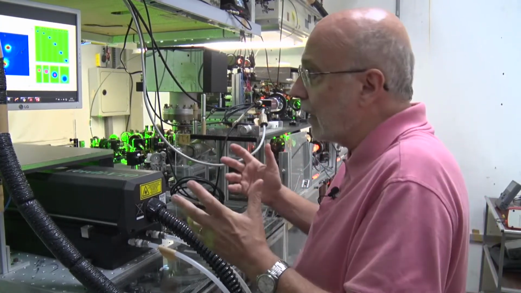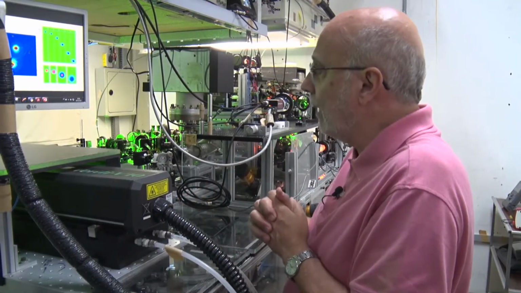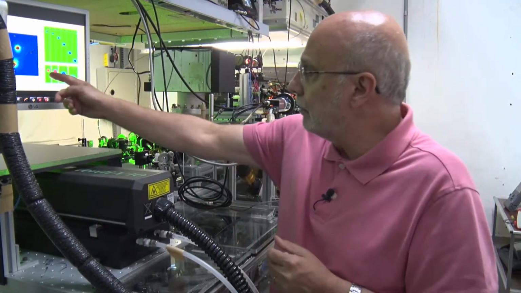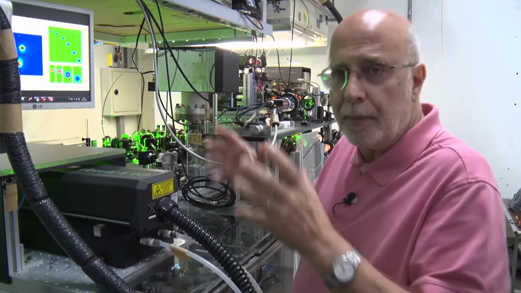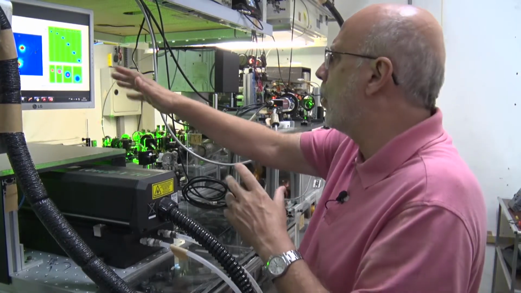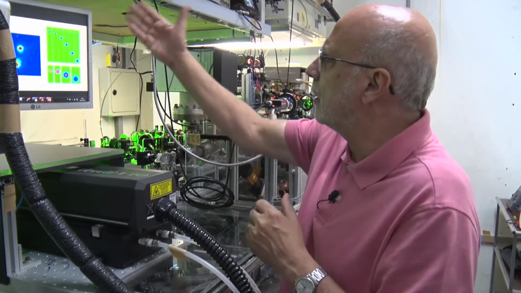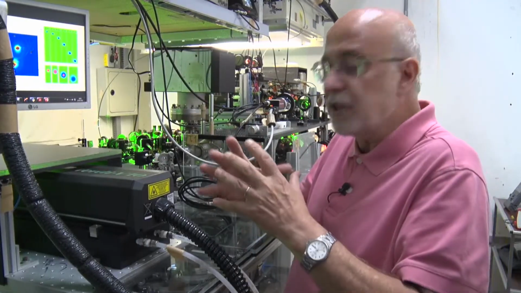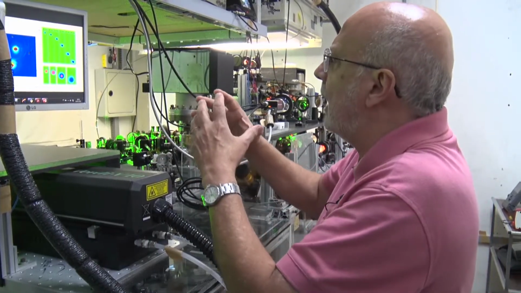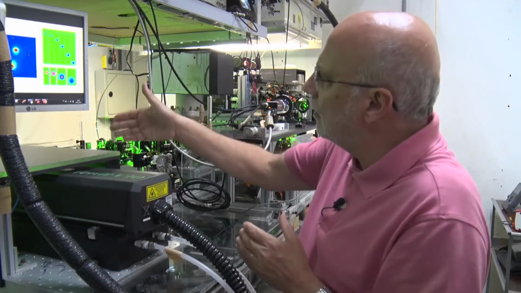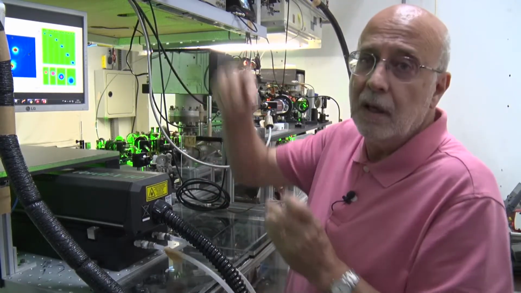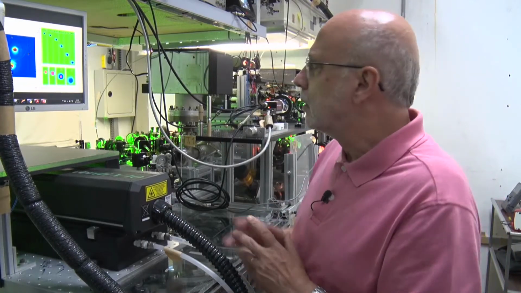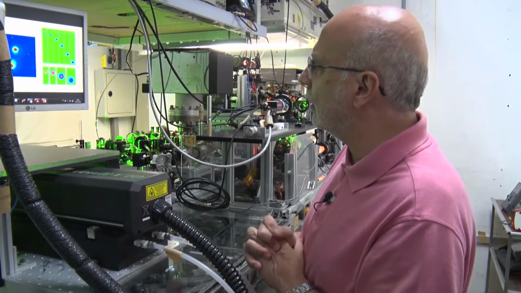And if you don't have a condensate, is the picture below. The cloud will expand, but always will expand in an isotropic way. Very soon after the beginning of the expansion, it reaches a condition where it expands isotropically, having the same dimension in both axes, no matter how it starts as a cigar shape. So this is a good indication of the condensate.